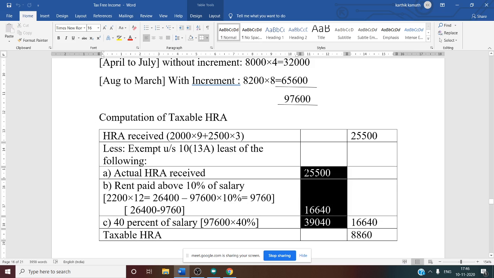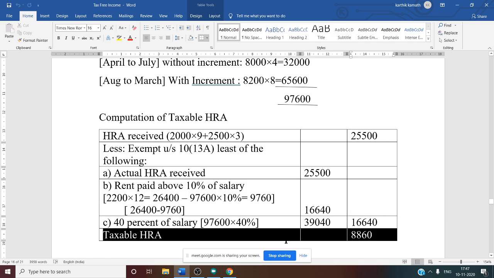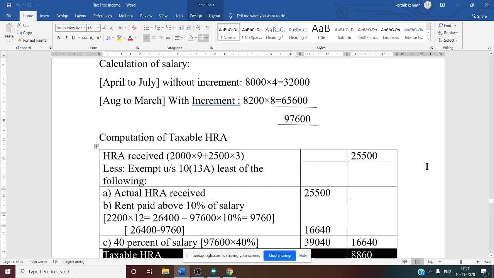Now among these three, whichever is the least, you have to exempt. Which is minimum among these three? 16,640 is minimum. So on 16,640, there is no tax at all. But we want the taxable HRA. Taxable HRA is HRA received 25,500 minus the exempt amount 16,640, which is 8,860. This is how we are going to solve the problem.